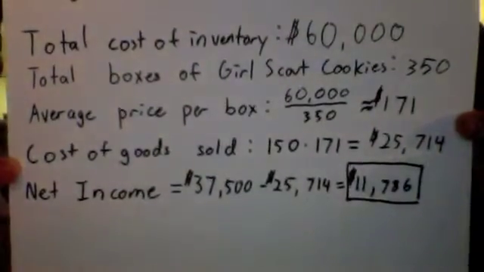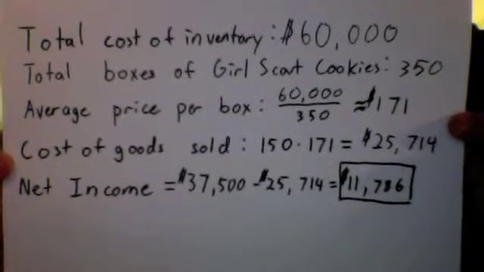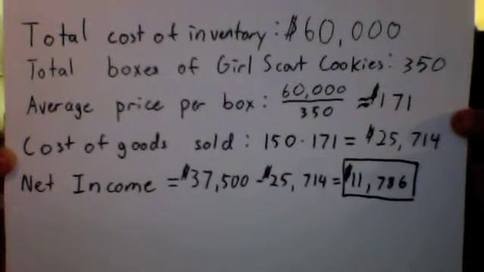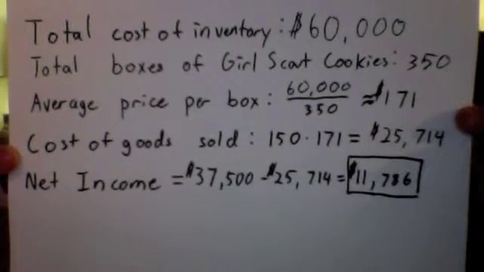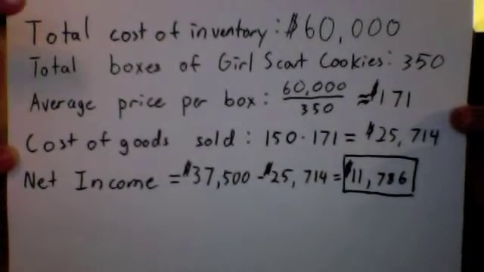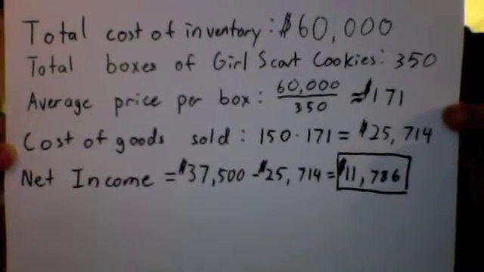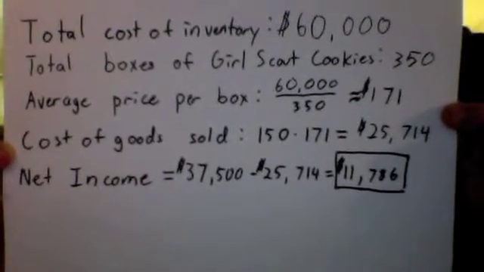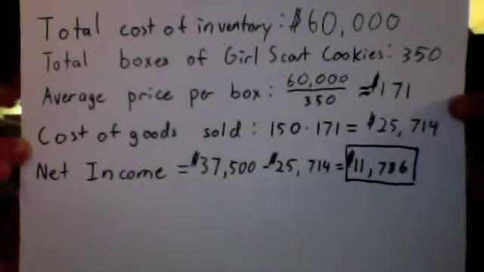The last method we'll be covering today is the weighted average method. The weighted average method takes into account all of the purchased inventory. You take the total cost of inventory and divide it by the parts that make up the inventory to find the cost per item. In this case, the total cost of inventory is $60,000, and the number of Girl Scout cookies is 350. 60,000 divided by 350 gives us an average cost per box of $171.